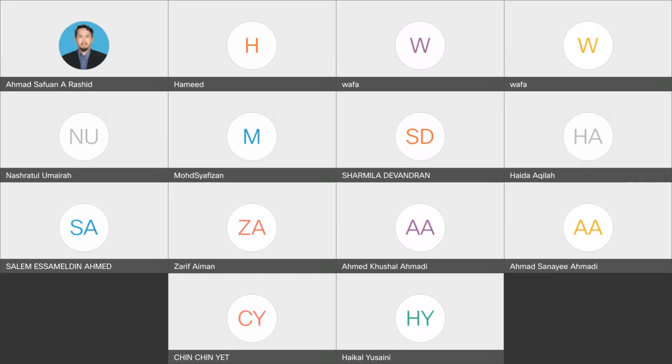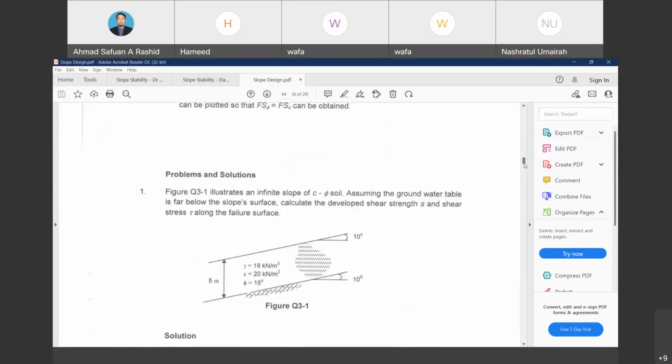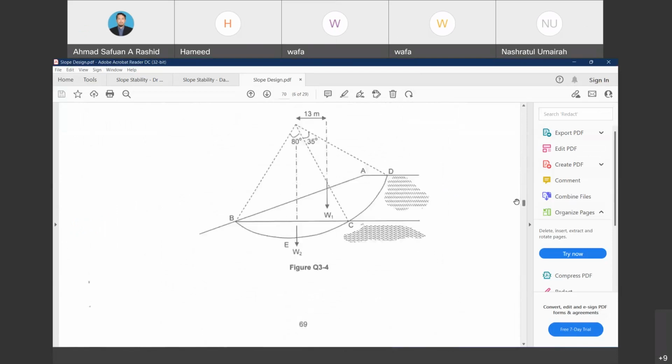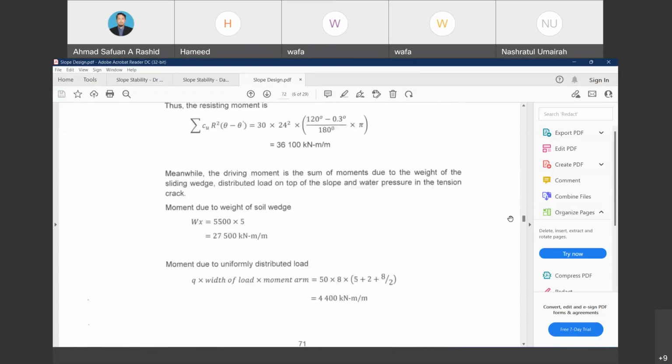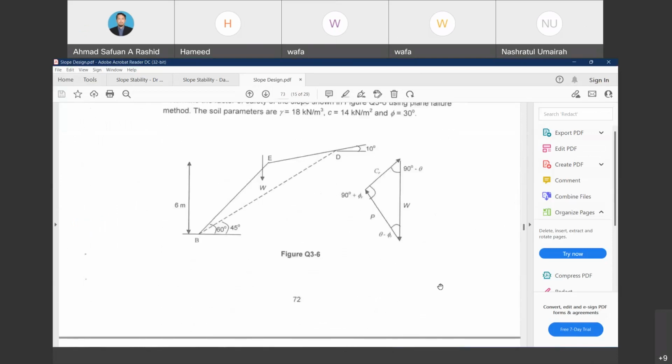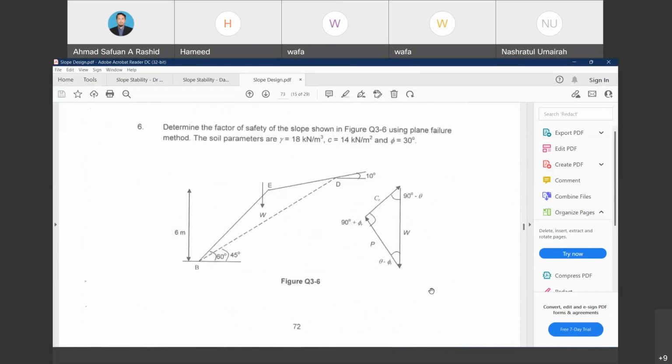Okay. So we look at the first example, one of the examples in Dr. Kamaruddin's reference book. Okay, so this is the example. However, it is slightly different, where the top of the slope has a degree.